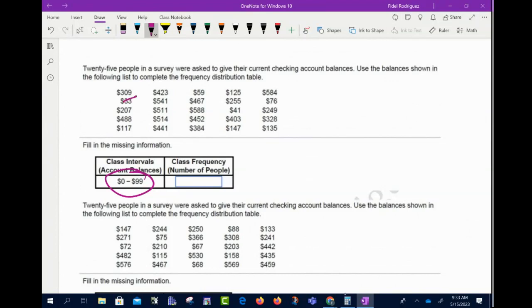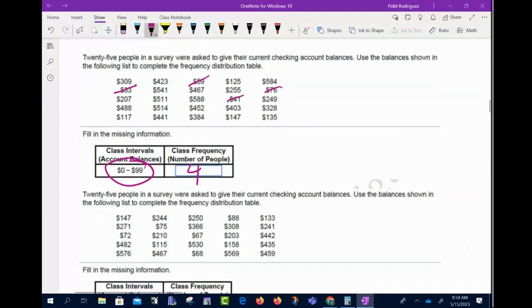So in the first column, there's one. In the second column, nothing. Two. And the next one, three. And the last one, four, right? So we were looking for anything that had how many digits? Two, right? Awesome. Good, y'all.